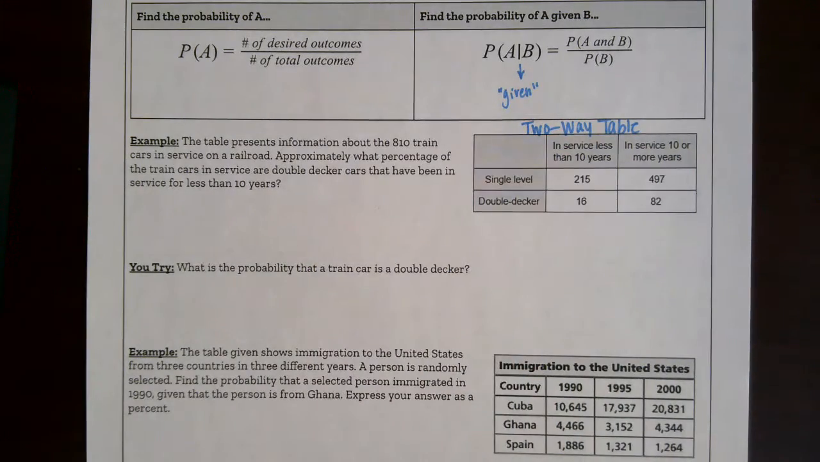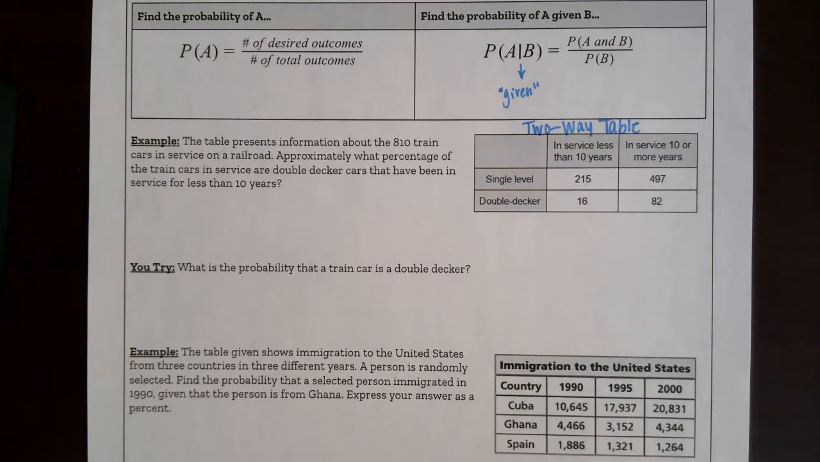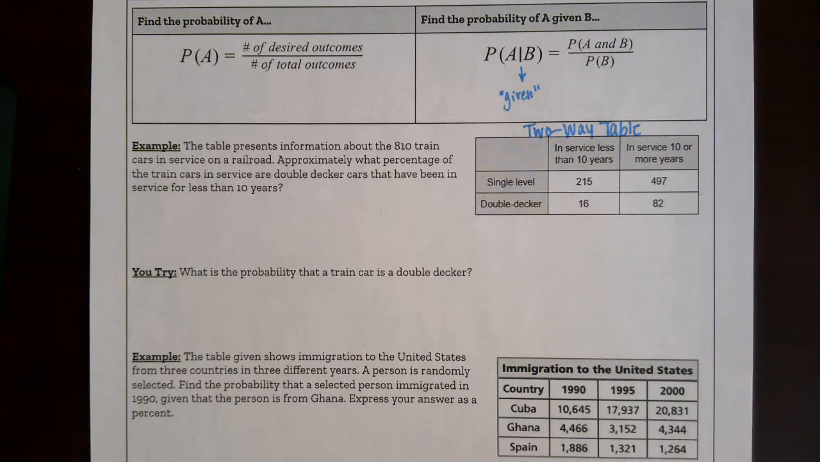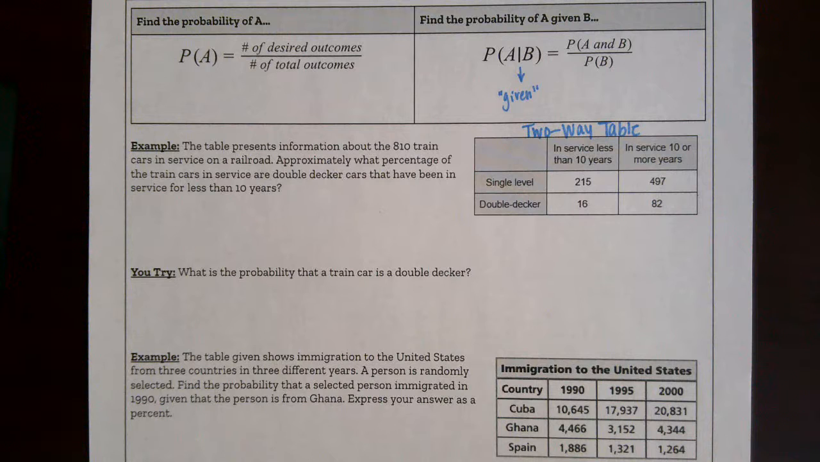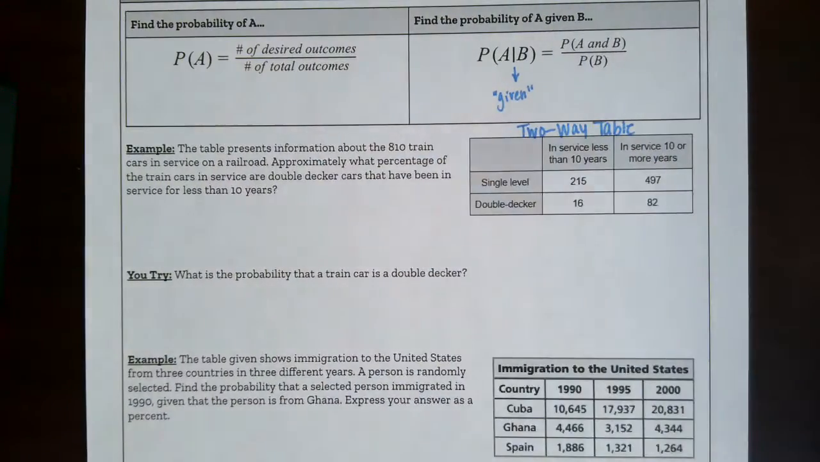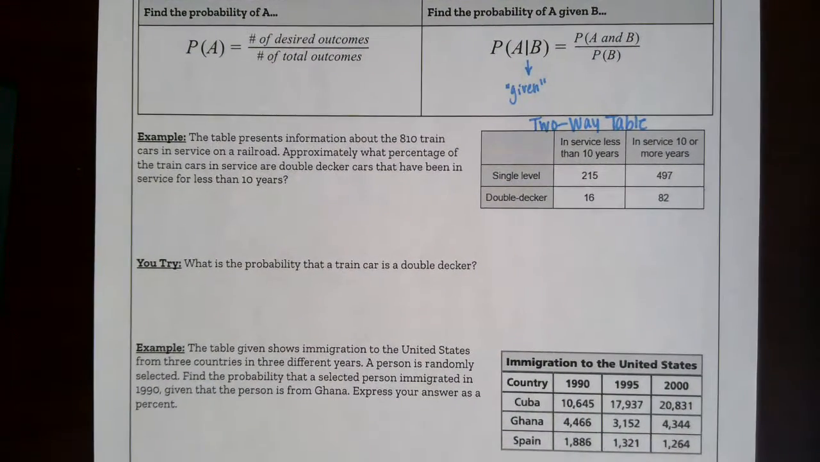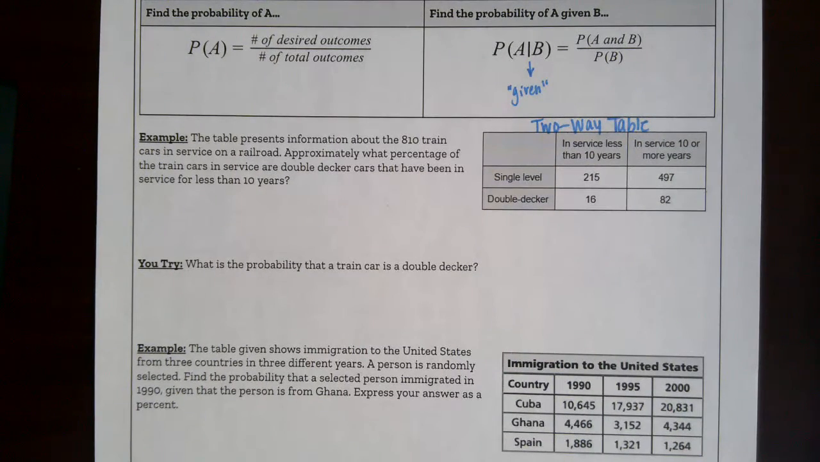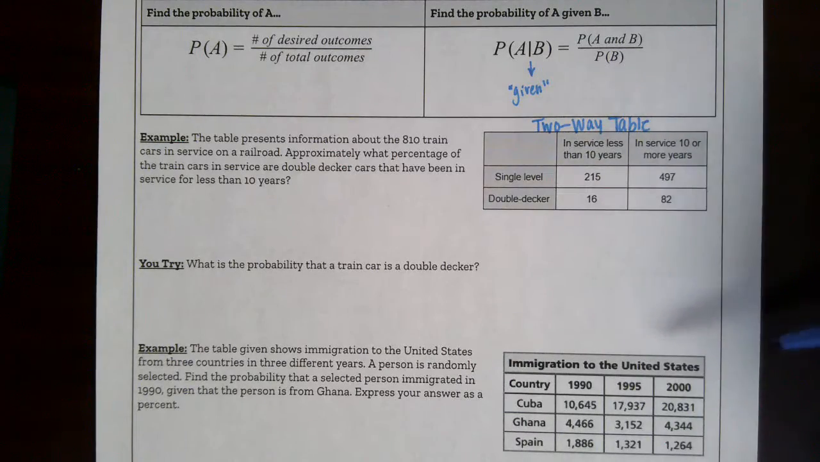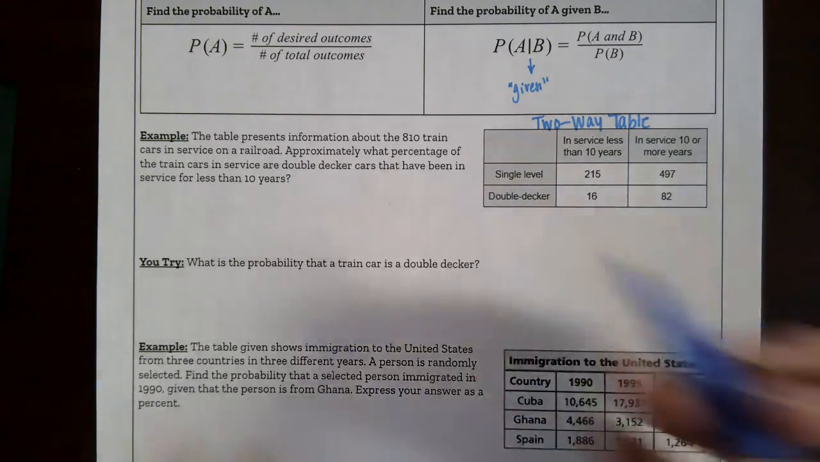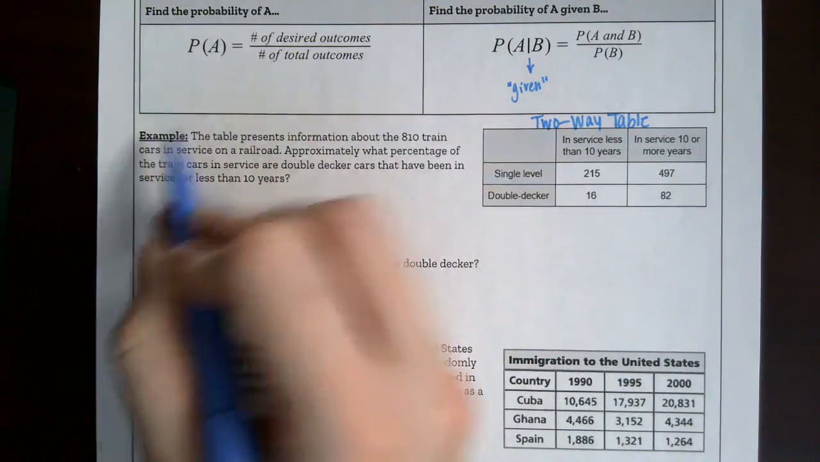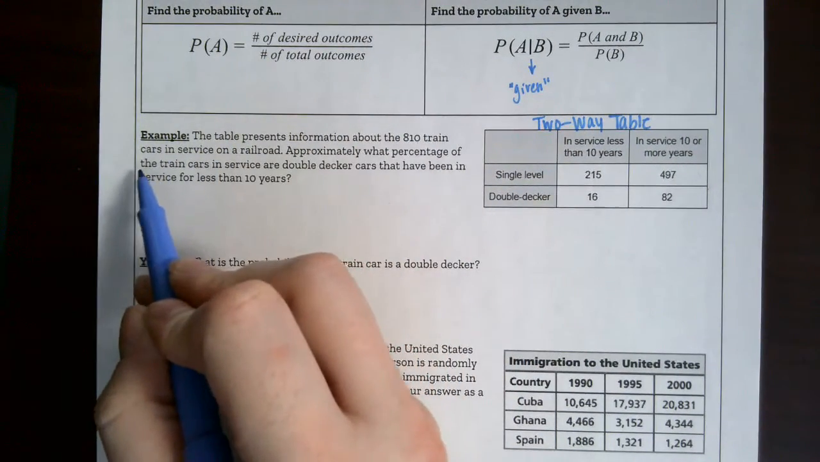This example says the table presents information about the 810 train cars in service on a railroad. Approximately what percentage of the train cars in service are double-decker cars that have been in service for less than 10 years? So we want to look for this keyword, given, to see if something has already happened. That's essentially the difference between this and this. I don't see that word given, and it's simply asking for one type of thing, even though there are two characteristics. We'll see the difference in a second, but really you want to look for the word given. If it doesn't say that, then we're looking for a specific probability, and to find that we want the desired outcomes over the total outcomes.